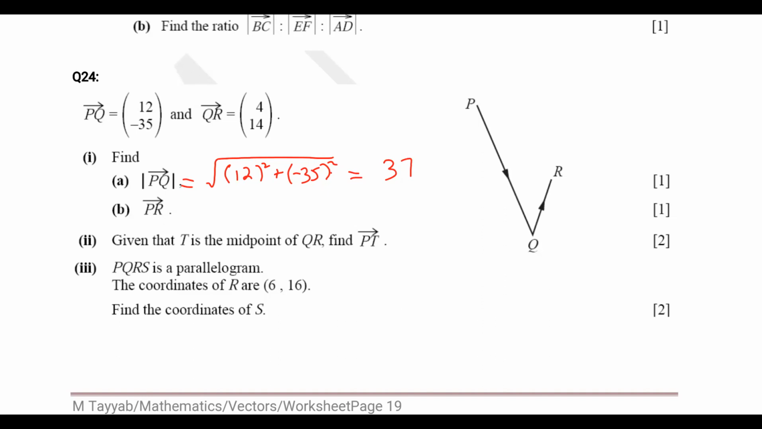B part, you have to find vector PR. So if you want to find the vector PR, the path should start from P. So we have vector PQ, so you can move from P to Q. And next it should start from Q, so Q to R. So PQ plus QR. So just you need to add this vector and this vector, PQ plus QR.